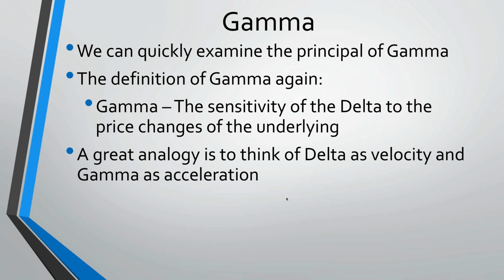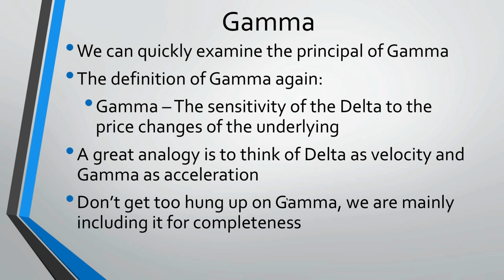So a great analogy is to think of delta as velocity and gamma as acceleration. I could be going 50 miles per hour, and depending on how hard I press the gas pedal, that will determine how fast or slow my velocity changes. So my acceleration will determine how fast I get from 50 to 60, or if I'm braking, how fast I will go from 50 to 40. Don't get too hung up on gamma. We are mainly including it for completeness.